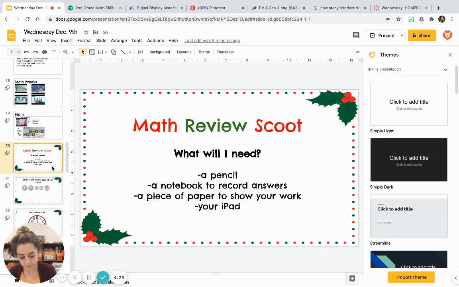Math Scoot. That way, I know what this is. Math Scoot, I can put the date: 12-9-20. Okay.